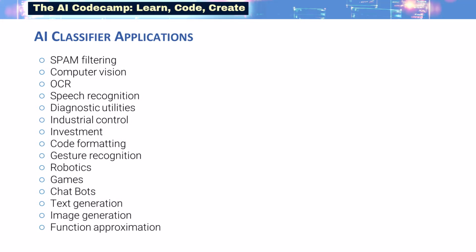AI classifiers have a vast number of applications. Here are only a few examples: spam filtering, computer vision, OCR, speech recognition, diagnostic utilities, industrial control, investment, code formatting, gesture recognition, robotics, games, chatbots, text generation, image generation, and function approximation.